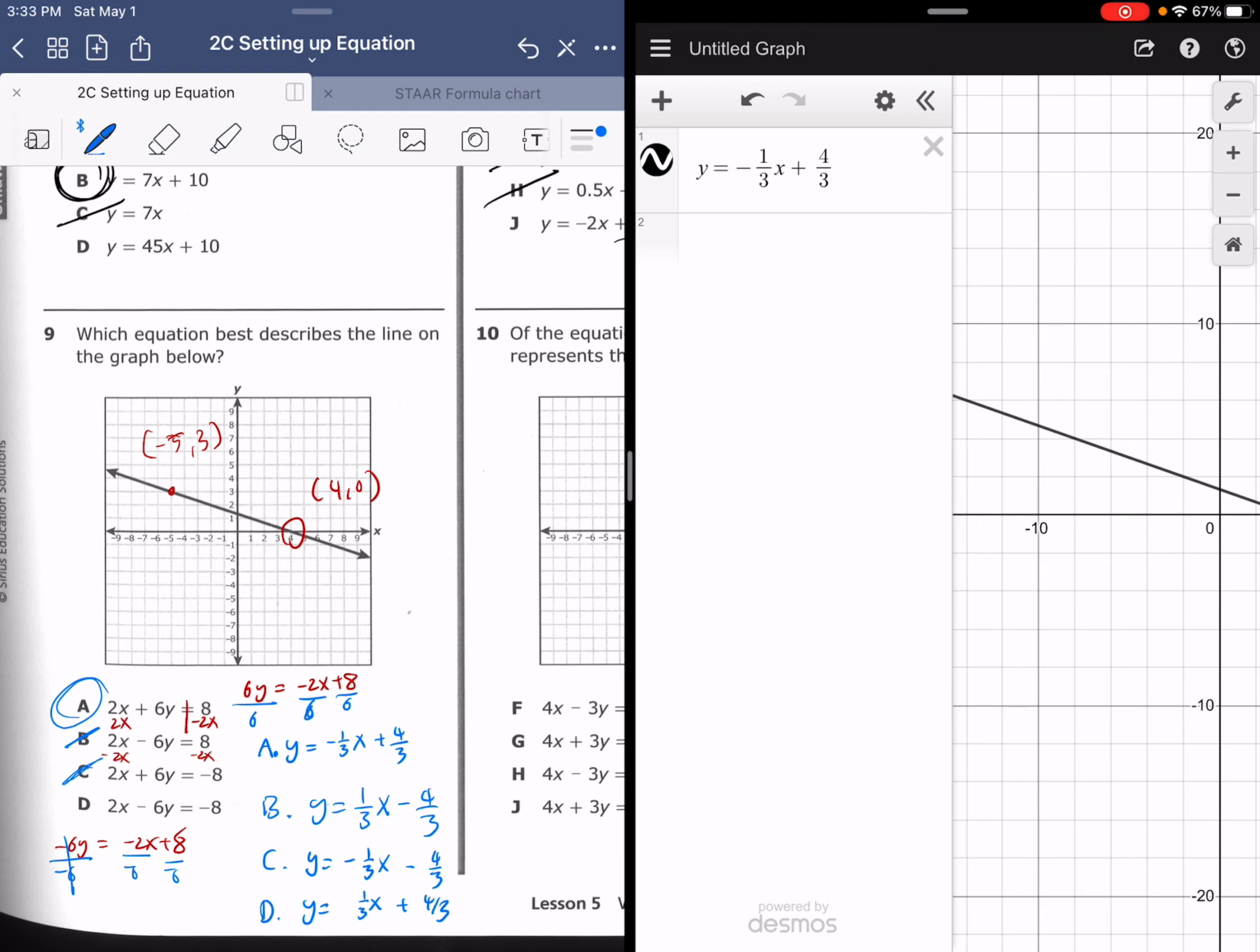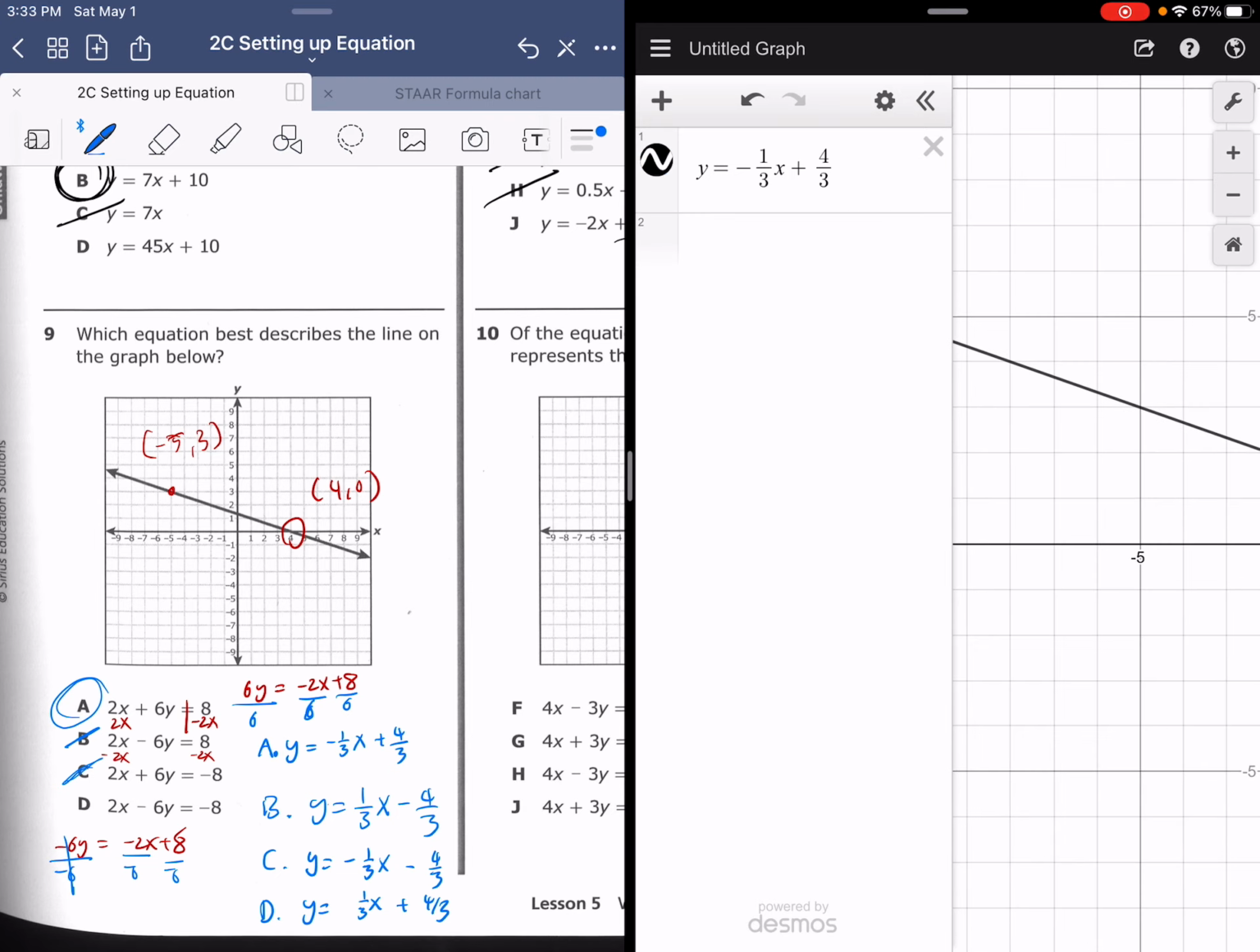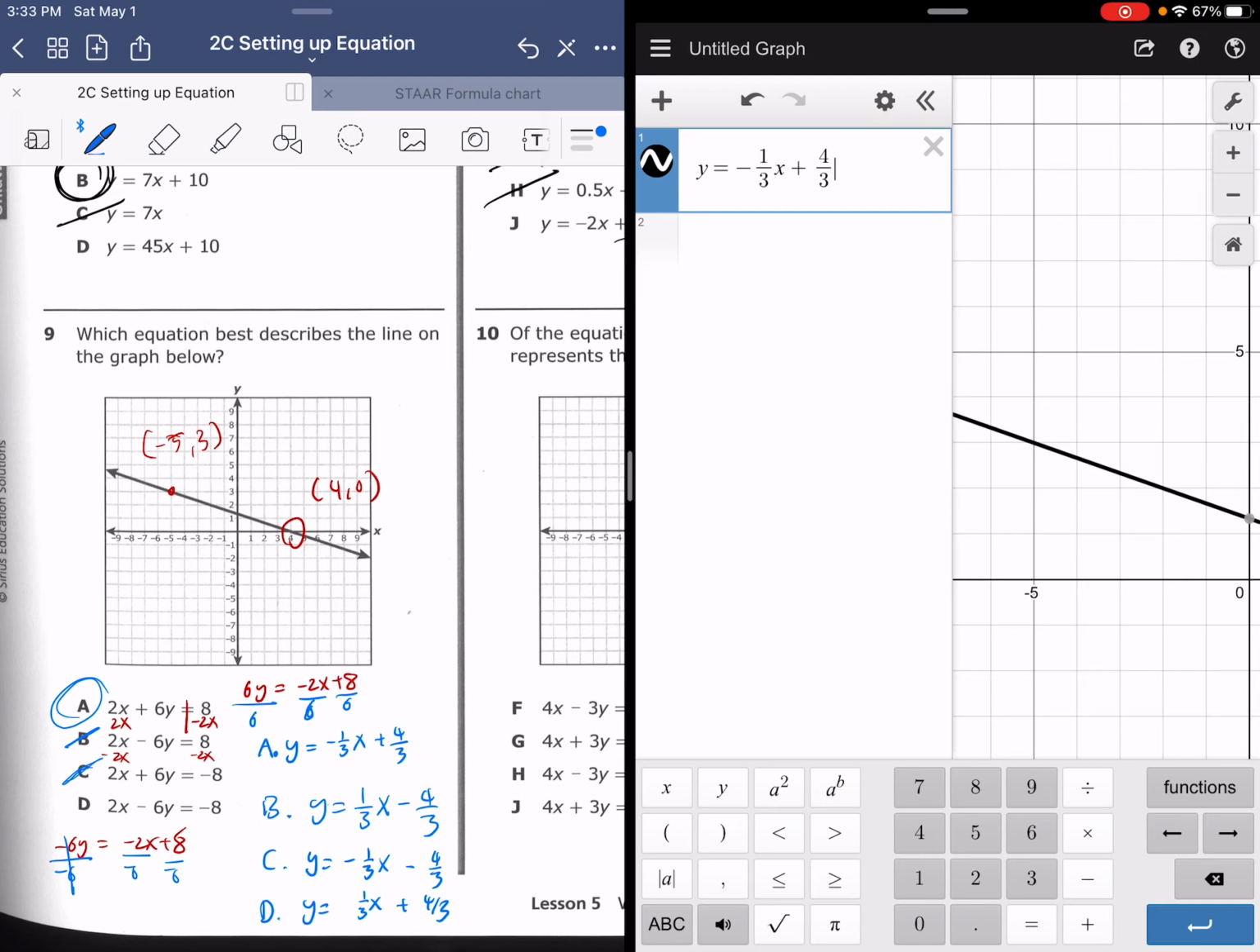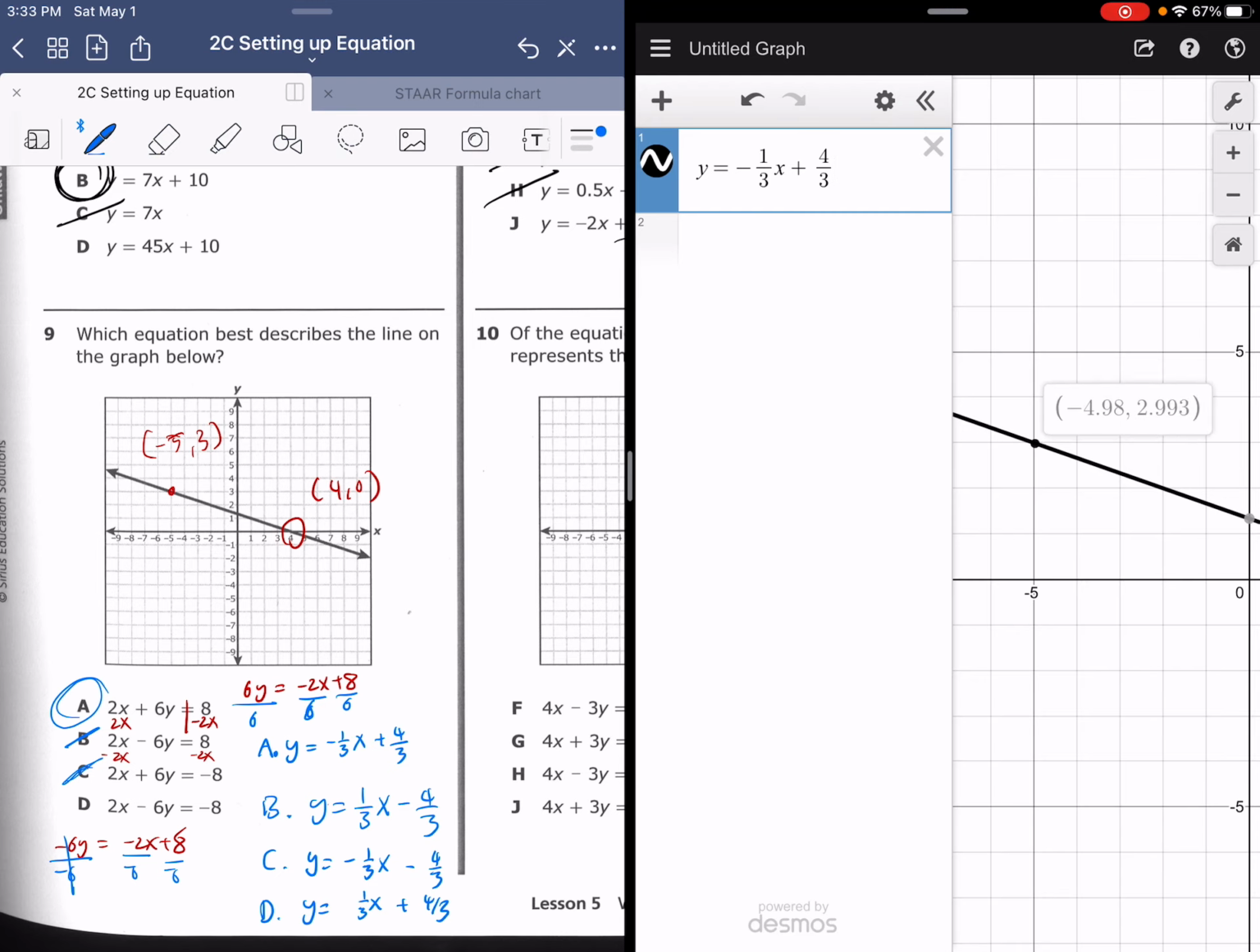And let's check. Does it have (-5, 3)? Yep, (-5, 3). It has one, right? Somewhere here. So, yep, that's true. If you're not sure, we can just check it like that. See? (-5, 3). It has it like that. It exactly touches here. That's what you can do.